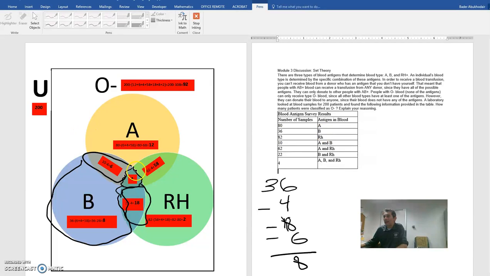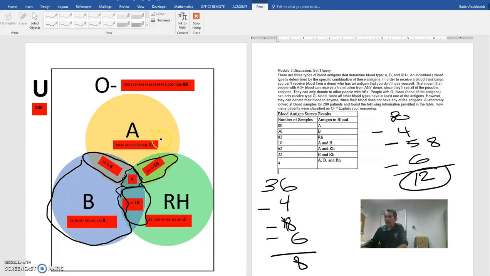So A is sliced into 3 different parts, if you notice. To know how many exactly are inside the A without the others, you have to subtract 80 minus 4 minus 58 minus 6. So if you subtract all this, 80 minus 68, which is 12. And that's what I wrote over here in bold, 12.